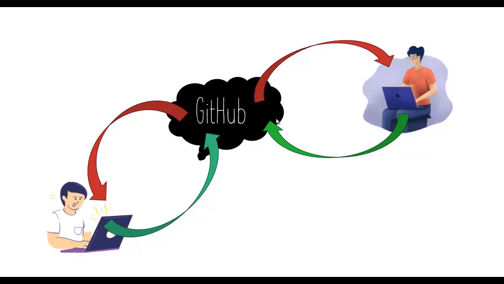Now here, the best part is, this is not limited to just 2 people. Any number of people can collaborate this way, whether it is 2, 10, or 100 developers. GitHub manages all changes efficiently, allowing everyone to collaborate on the project. Hope all of you are clear with this.